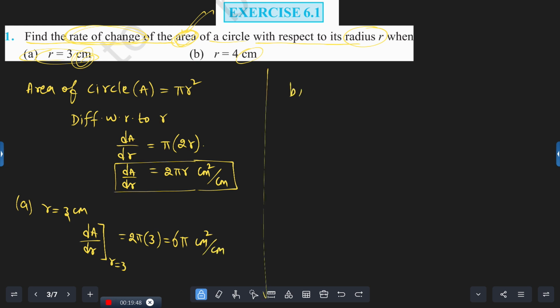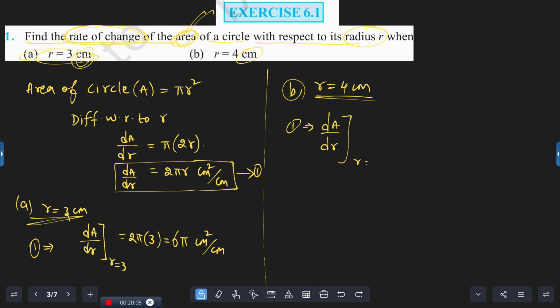And for B answer, in the same answer number 1 you substitute. r is equal to 4 centimeter is given. So dA by dr at r is equal to 4. What is my answer? 2 pi r, value 4. When you simplify this, 8 pi centimeter square per centimeter. That's it. This is our required answer for the first one.